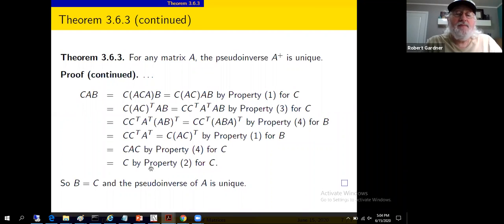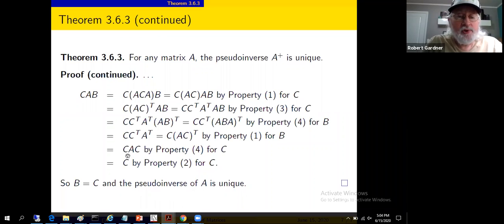That is, by property 2, pseudo inverse times A times pseudo inverse equals pseudo inverse. We'll check that in a second. So we've shown B equals C, and we've shown that if B and C are pseudo inverses of A, then they're equal. That is, pseudo inverses of a matrix are unique.